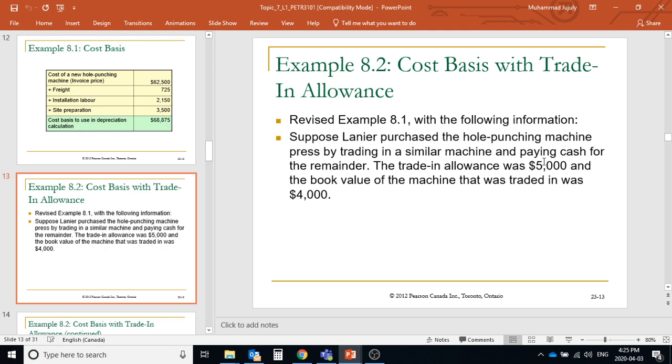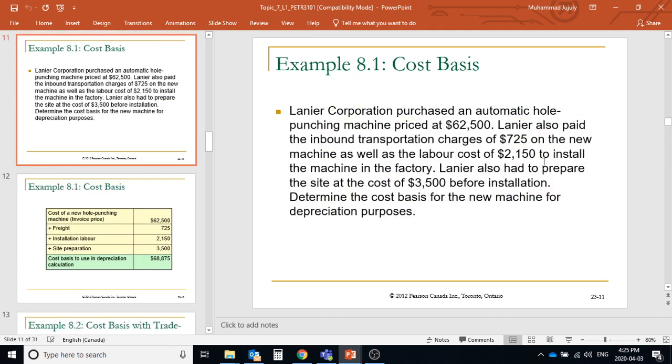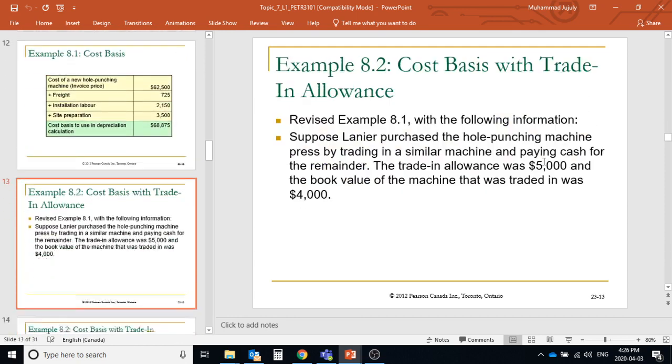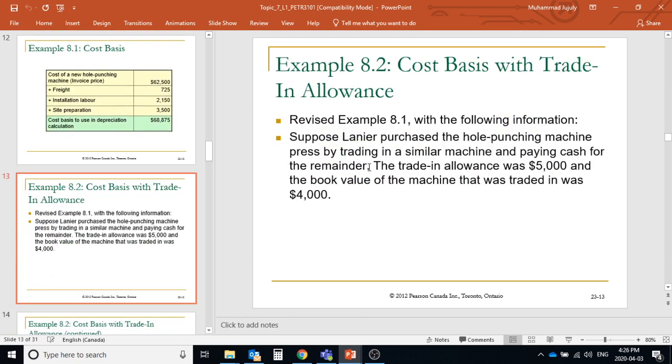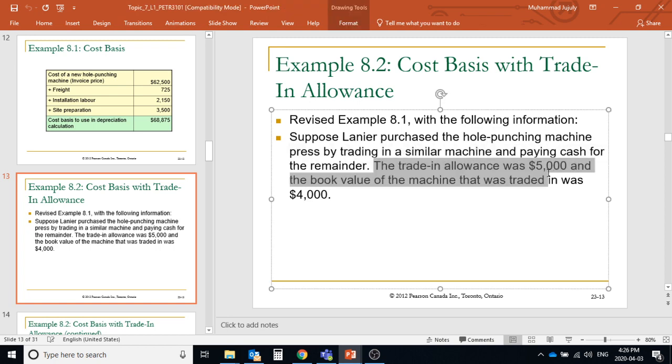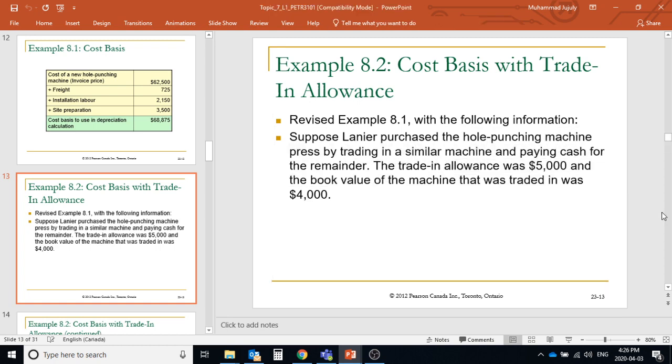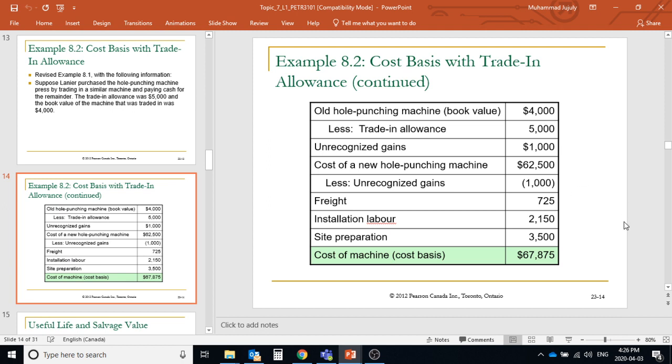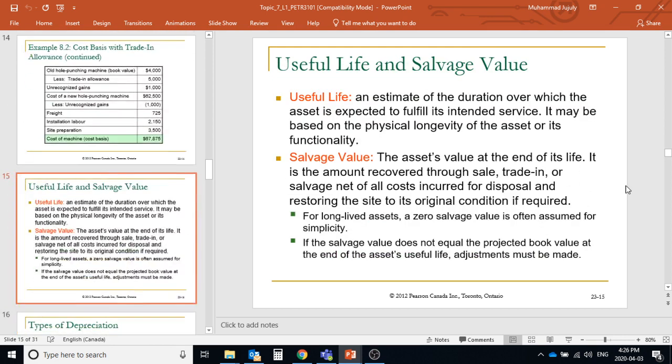Now for the cost basis, there are some negative items, for instance, trade-in allowance. That will be deducted from the cost basis. Here you can see in this problem, each year we have unrecognized gains. And the useful life, we know what the useful life is. We already have the concept of salvage value. We also know what the salvage value is.